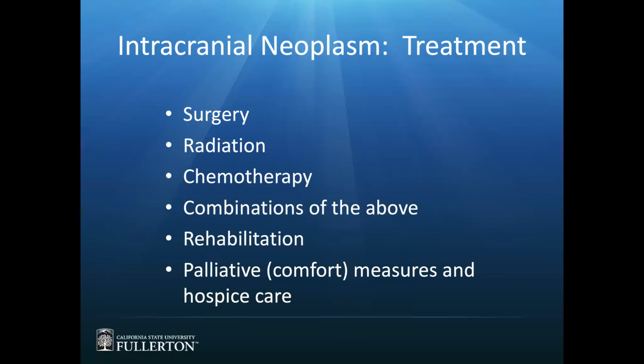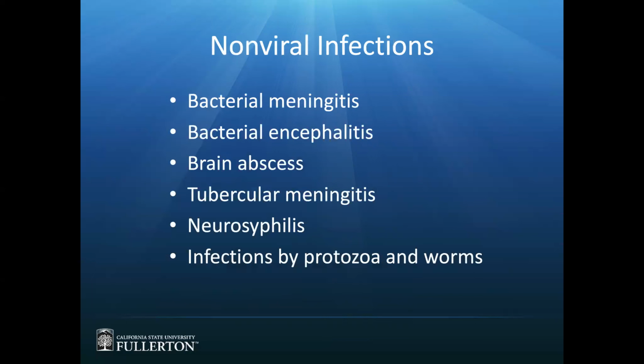Okay, what are the treatments for intracranial neoplasms depending upon the nature of the disease? Surgery, radiation, chemotherapy, combinations of the above. Some people have deficits that are manageable in a rehab setting, and sometimes palliative, basically for comfort and for hospice.